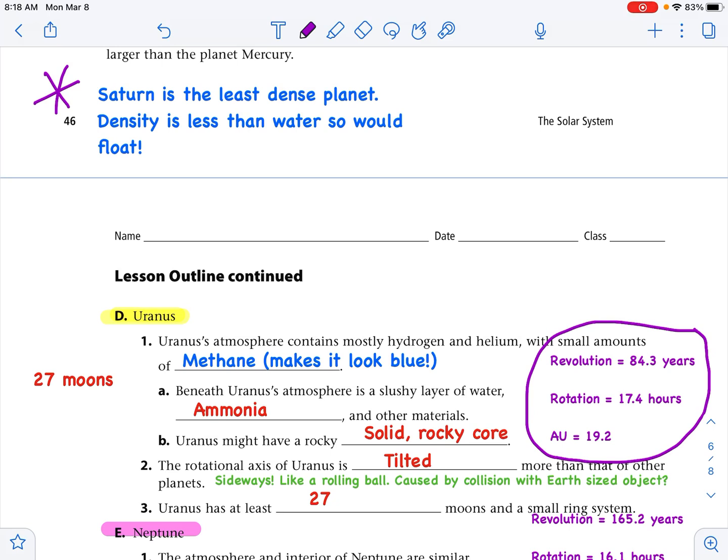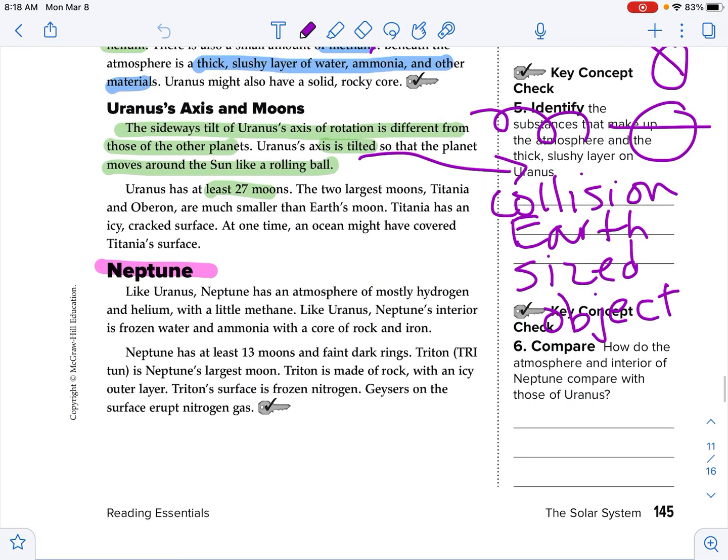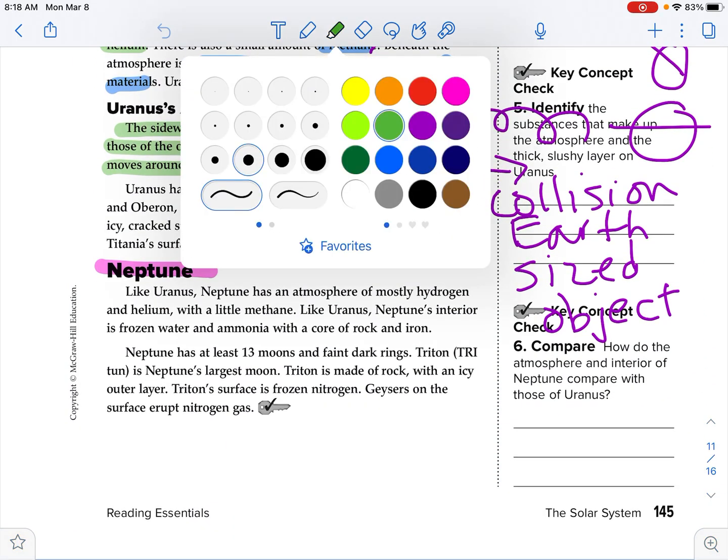So go ahead and get all of that written in for Uranus. Pause this if you need to. And then we will wrap up with Neptune. All right, let's change our color.